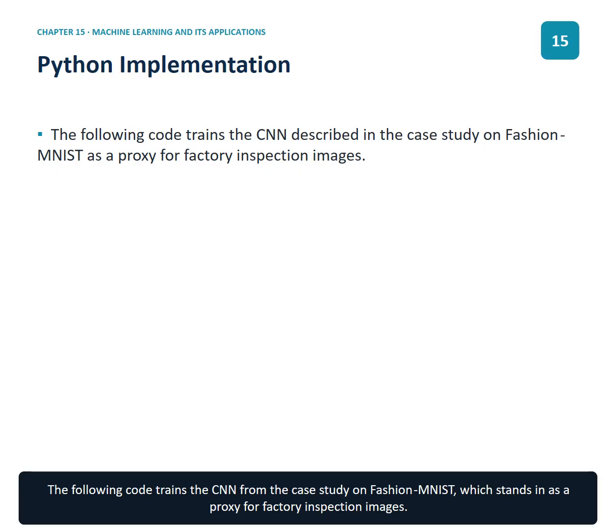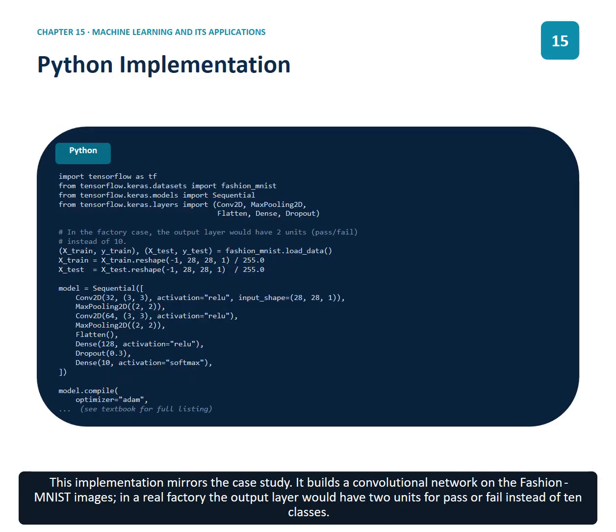The following code trains the CNN from the case study on Fashion MNIST, which stands in as a proxy for factory inspection images. This implementation mirrors the case study. It builds a convolutional network on the Fashion MNIST images. In a real factory, the output layer would have 2 units for pass or fail instead of 10 classes.